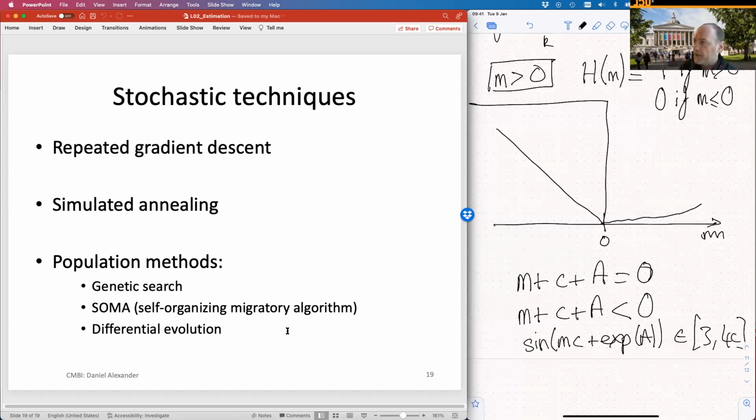Okay, so that's all I'm going to say about the basic principles of parameter estimation. In the next section, we're going to move on to a specific application, which hopefully will make all this a little bit more concrete.